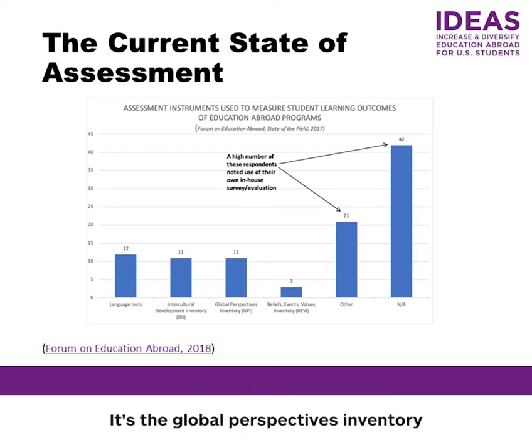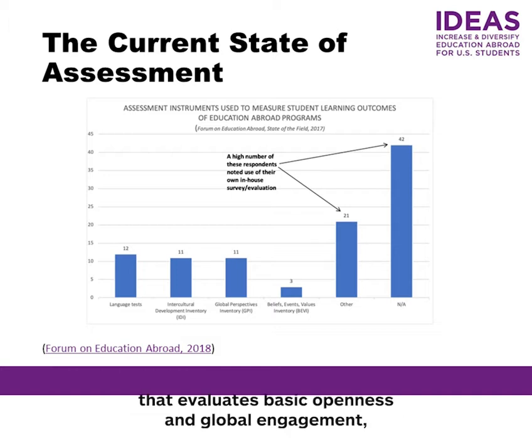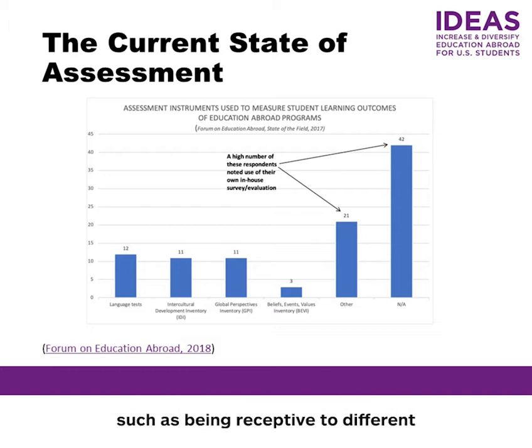It's the Global Perspectives Inventory that focuses on global student learning outcomes. And then there's the BEVI, Beliefs, Events, Values Inventory, that evaluates basic openness and global engagement, such as being receptive to different cultures and religions, et cetera. There are costs associated with these types of off-the-shelf assessments, and they are administered at the beginning and the end so that they can measure movement or change or transformation. And there are certainly many more, but these are the ones that are most widely used at the moment.